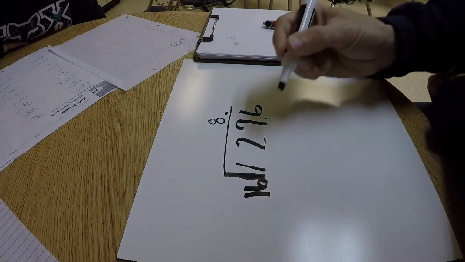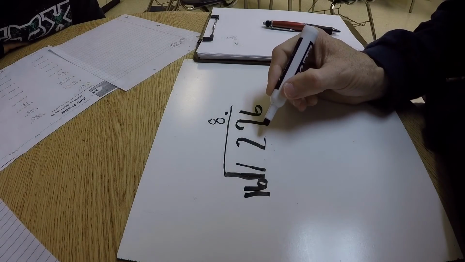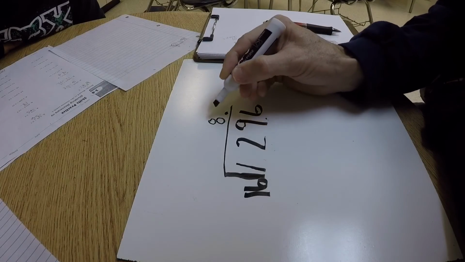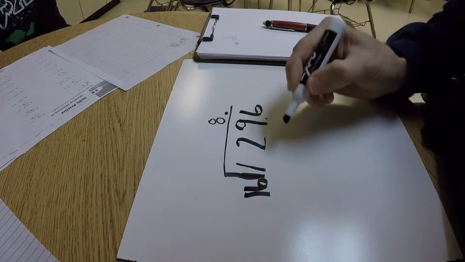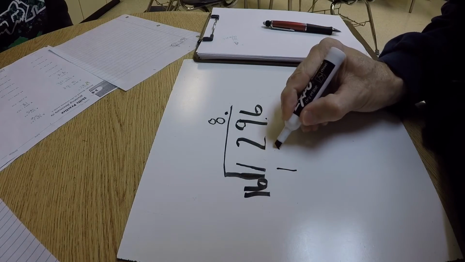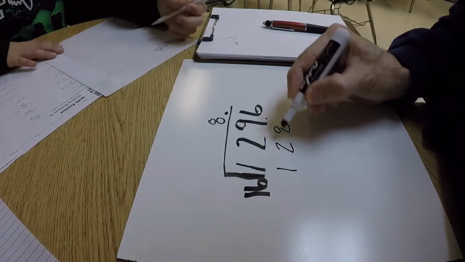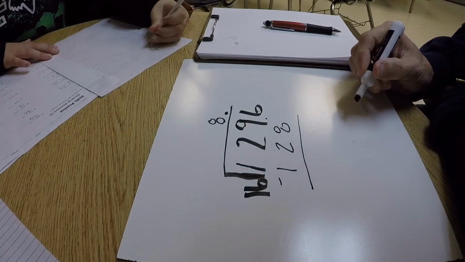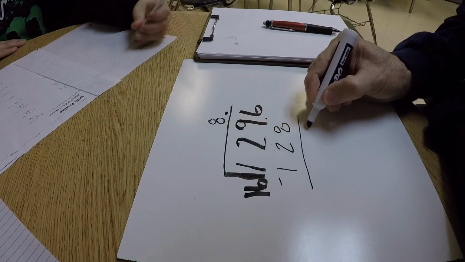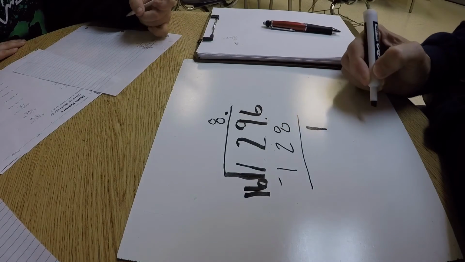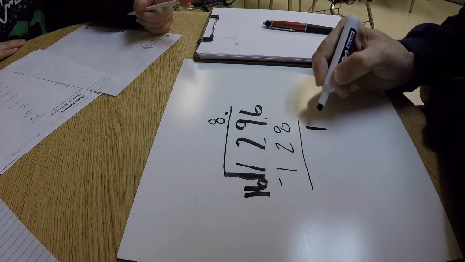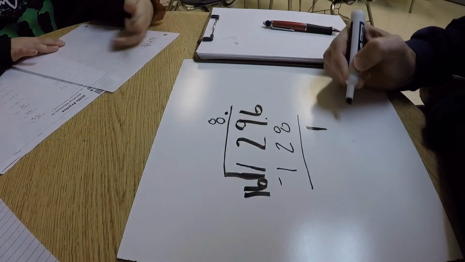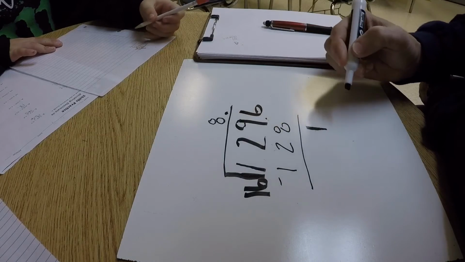We need a number that's equal to or less than 129. And we used 8. We say that 8 times 16 is 128. We put the 128 right under the 129. And then we subtract. Okay? And then we get 1. And I like to hesitate right here and make sure that this number after we subtract is less than this outside number. If it is, we're good to go.